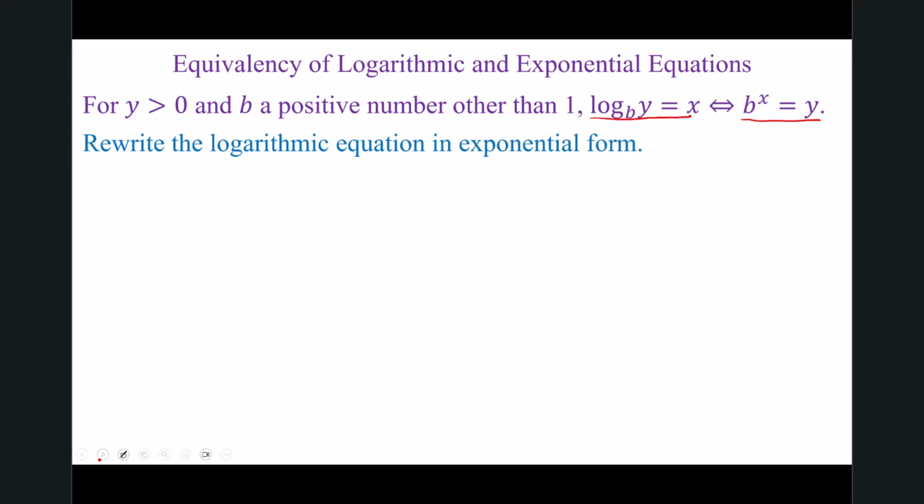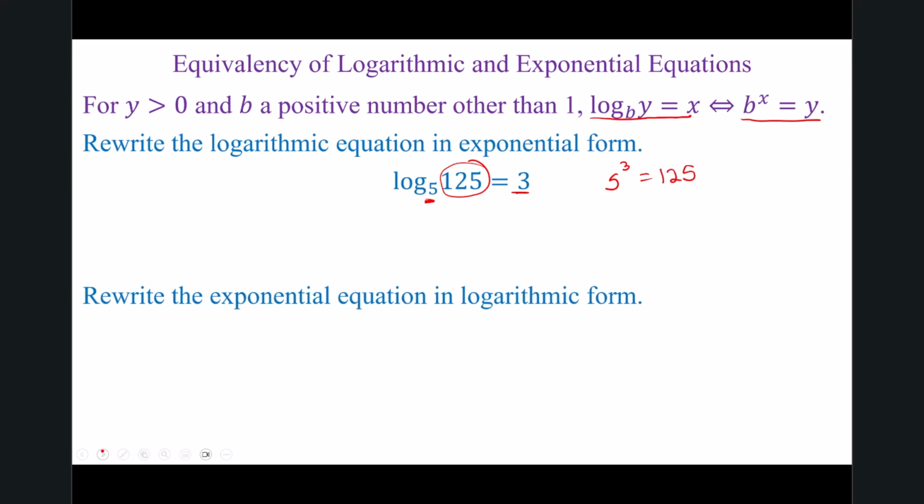Let's practice that. Rewrite the logarithmic equation in exponential form. We have log base 5 of 125 equals 3. So that means 5 to the 3rd power equals 125. So this is the base b, 5 to the 3rd power equals 125, which is true, so we know we wrote it correctly.